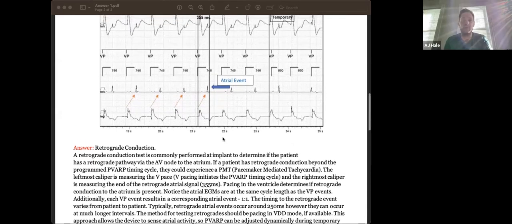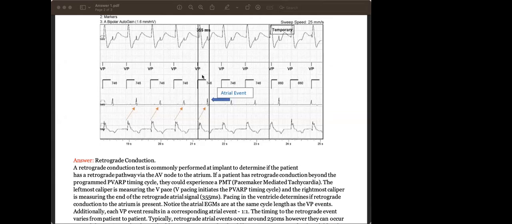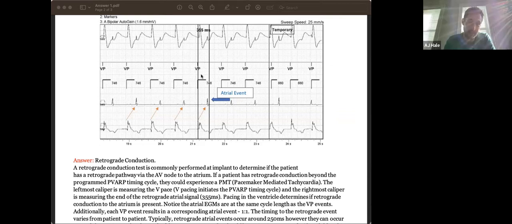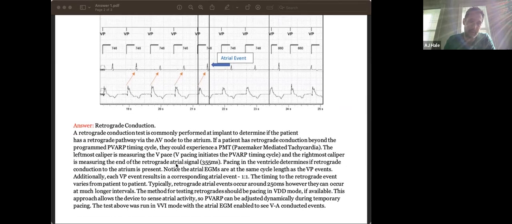Okay, perfect. So I recommend at implant always checking for retrograde, just because you never know. Most Abbott Surety MRIs out of the box have the shortest PVARP at 175 milliseconds. In this patient, if they were to be at a higher rate and then they get retrograde because of a PVC, the shortest PVARP would be much shorter than this 355. And this patient would have PMT. So just make sure you're programming appropriately for that.